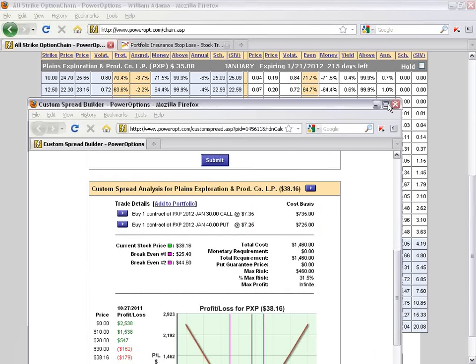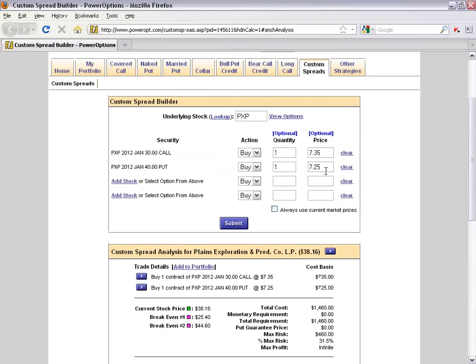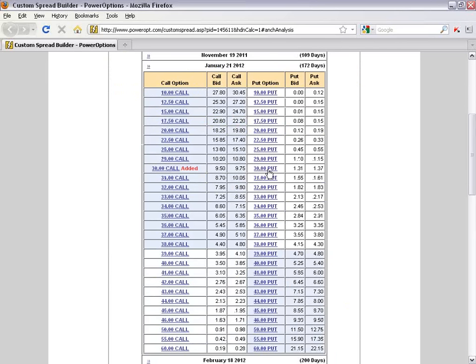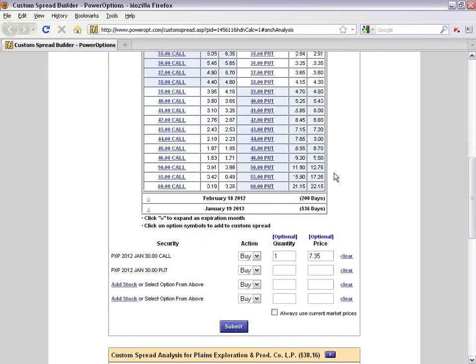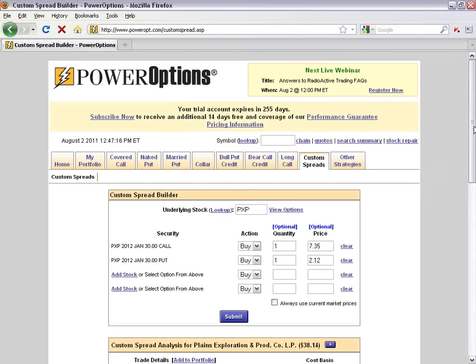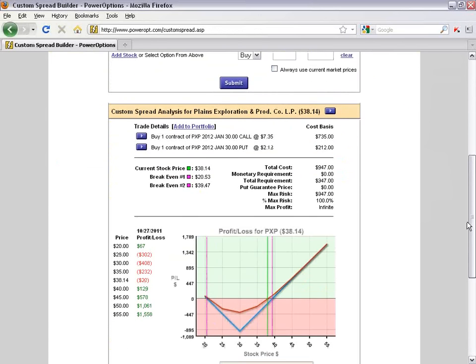Let's go back to our custom spread builder, our profit and loss chart. Let's clear out the 40 put, view options, January 2012. Now this is current prices. If we look at the 30 put showing 1.31, but remember, on our date that we're comparing, the cost was 2.12. One put, 2.12. Ugh, that's a straddle. Okay, that's not really a strangle anymore. Now we're looking at a straddle. Okay, let's go back to the chain. Because the strike prices are the same and the risk is really high, $947, almost 4 times what our risk was in the married put.